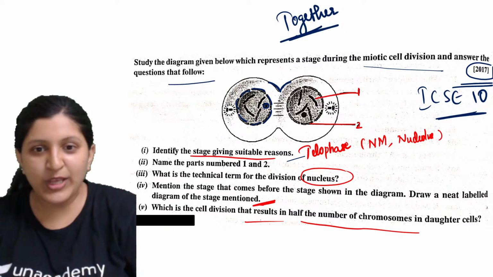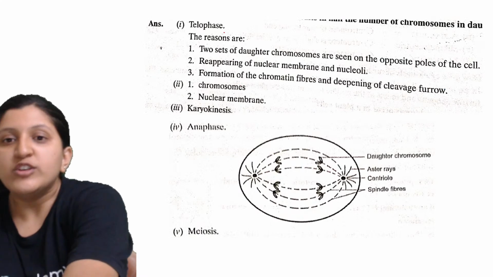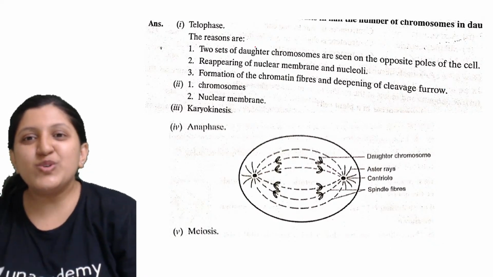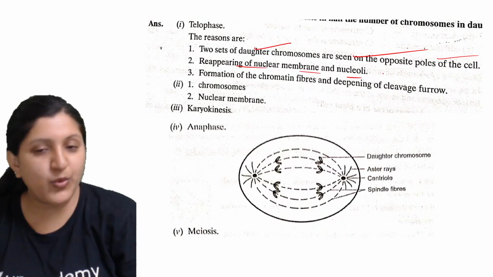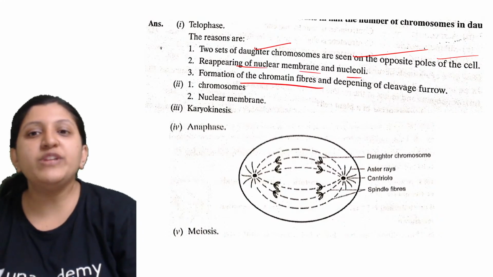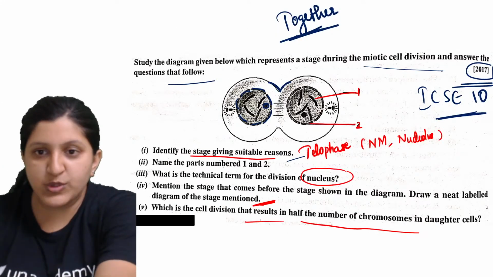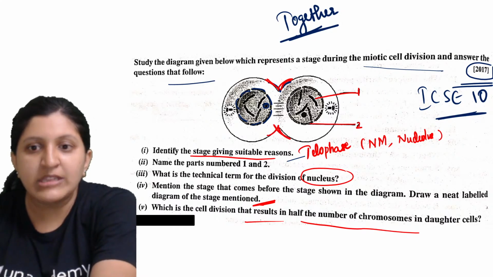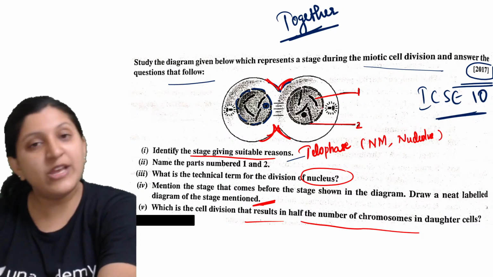So name the parts numbered 1 and 2. So what are those parts numbered 1 and 2? Okay, the reason I did not mention, yes, I already mentioned. Two sets of daughter chromosomes are seen at the opposite poles. So that is the reappearance of the nuclear membrane and nucleoli. Okay, so formation of the chromatin fiber and deepening of the cleavage furrow. So this formation you can see. There is a furrow formation that you can see at the end of the late anaphase only.